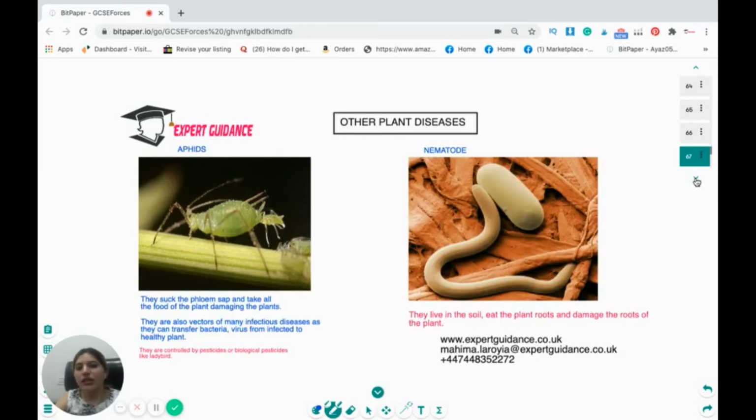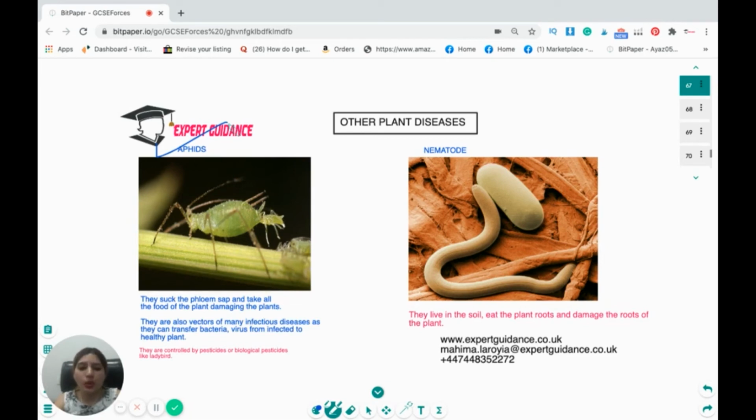Okay, now you need to look over some of the plant diseases. Plant pests like aphids. Aphids suck the phloem sap and take all the food of the plant, damaging the plant. They are also vectors of many infectious diseases and transmit bacteria and viruses from an infected to a healthy plant. So to control the aphids, we have to use pesticides or biological control like ladybirds.